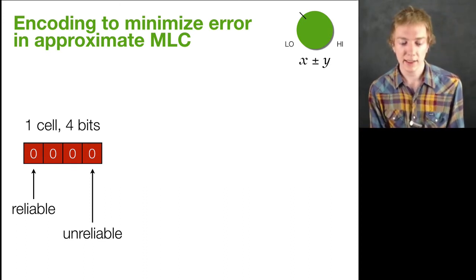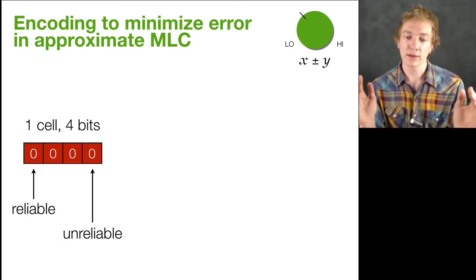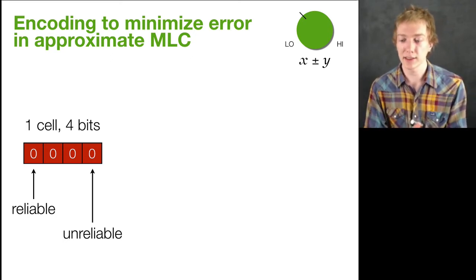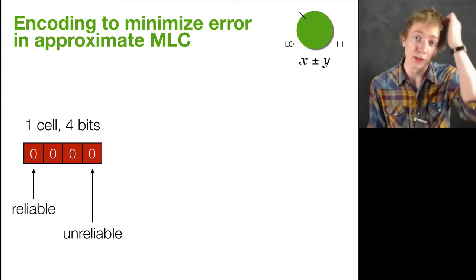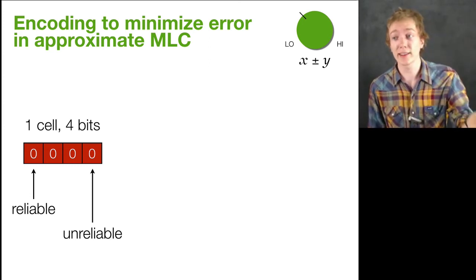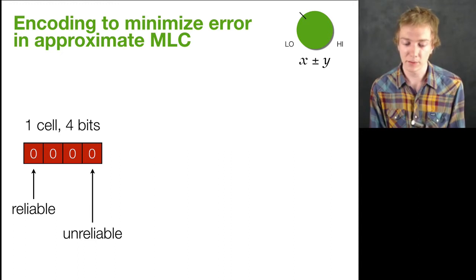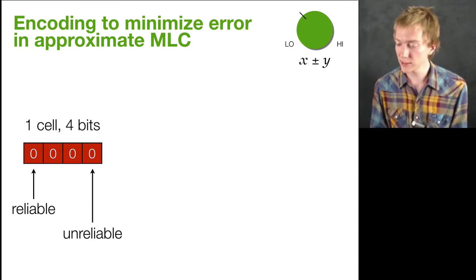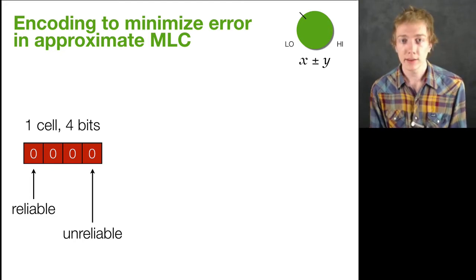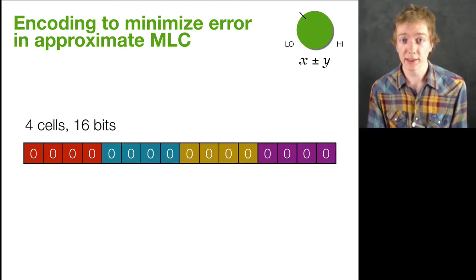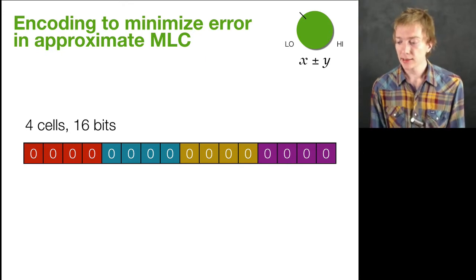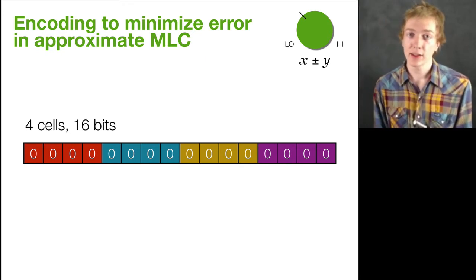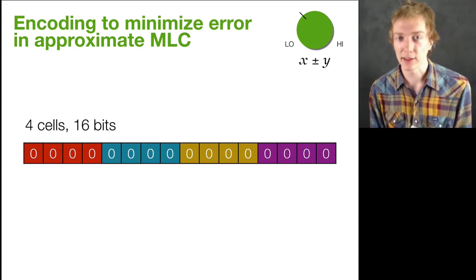That is, it's less likely for errors to have larger magnitudes in this value. But in reality, we don't just store 4-bit numbers in memory, unless you have some very strange application that really likes 4-bit numbers. Realistically, you have wider numbers. And here I'm showing 4-bit cells storing a 16-bit number. In this case, it's not as clear that the approximate MLC has the errors that you want.